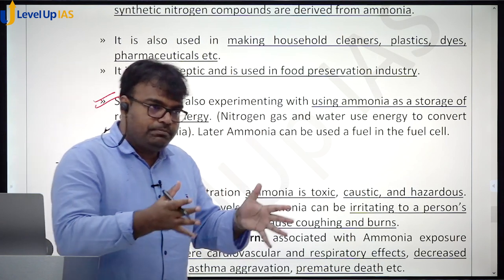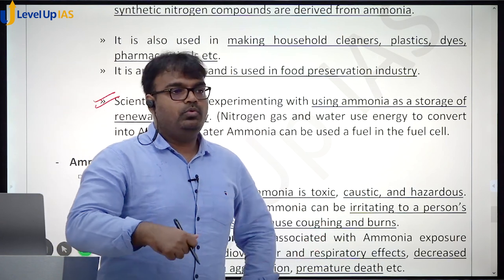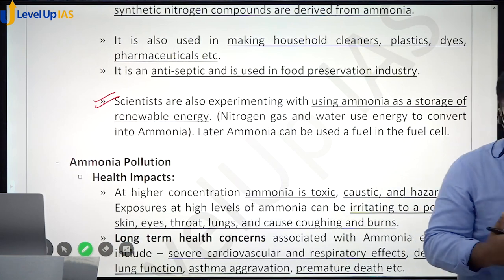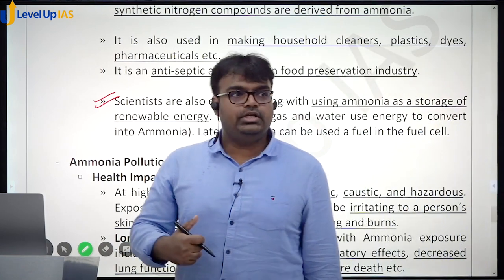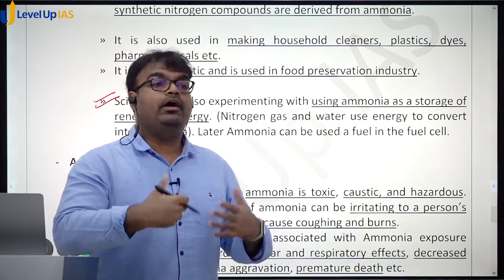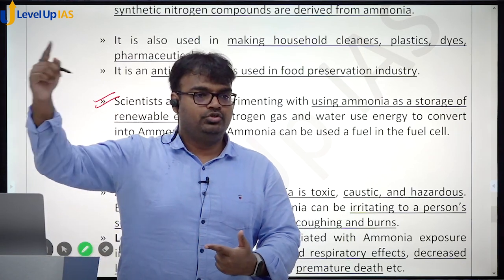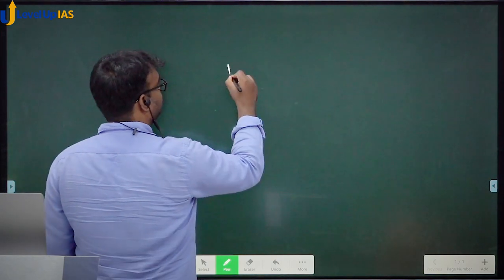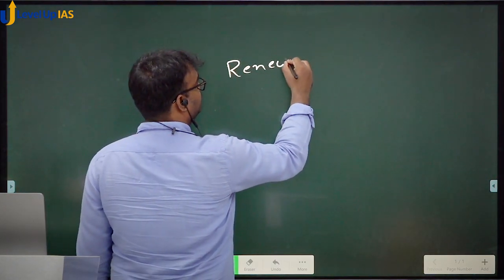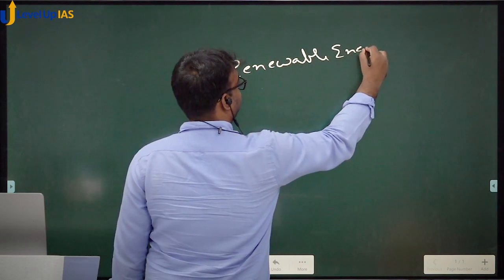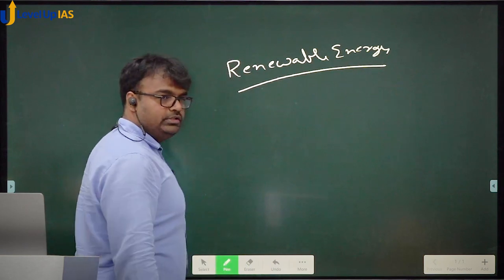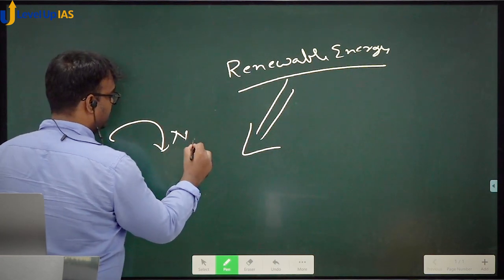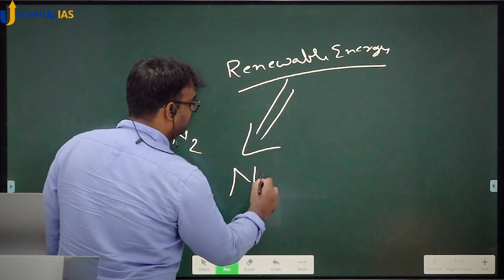So what is important is that we develop a storage mechanism. Now, how would ammonia play a role in storing that energy? What scientists are trying to do is use naturally occurring compounds to make ammonia using the energy. The renewable energy that is getting produced, they want to store it, right? So using this renewable energy, and using nitrogen and other compounds, they will form ammonia.